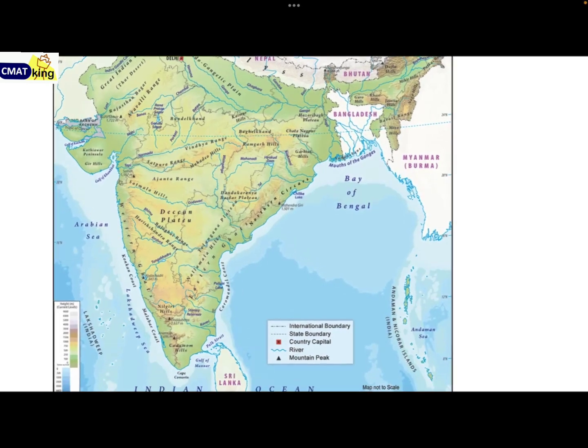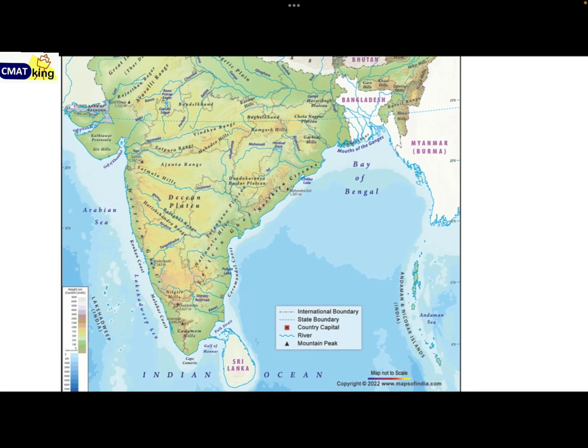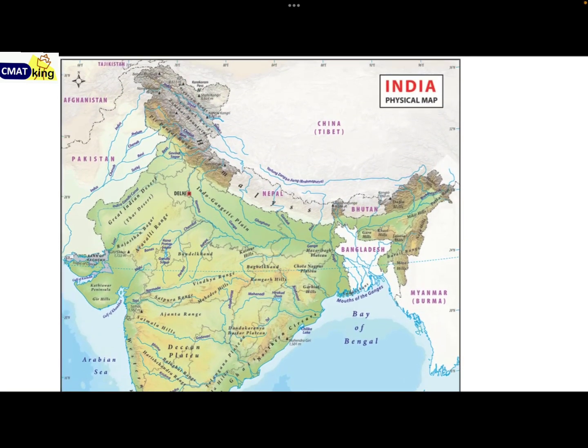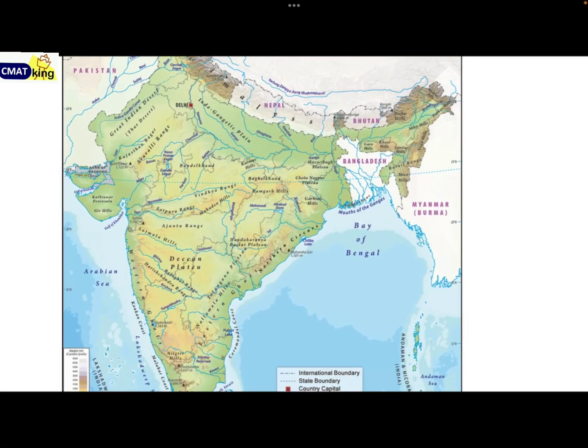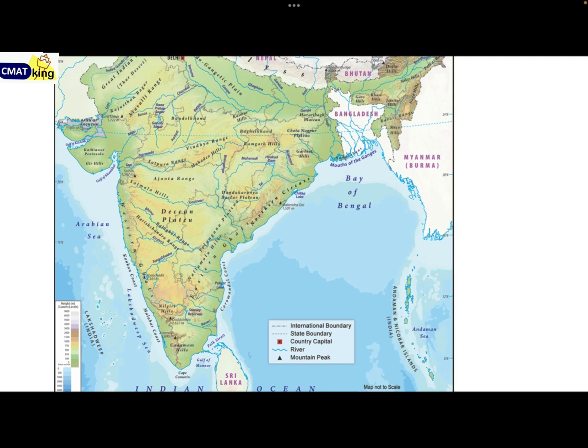Next would be the various mountain ranges. For example, they may ask to arrange the ranges from north to south. So you have to look at all of these ranges. One question that came in my attempt was the intersection of Western Ghats and Eastern Ghats. So these are also some points that you have to remember while studying maps.